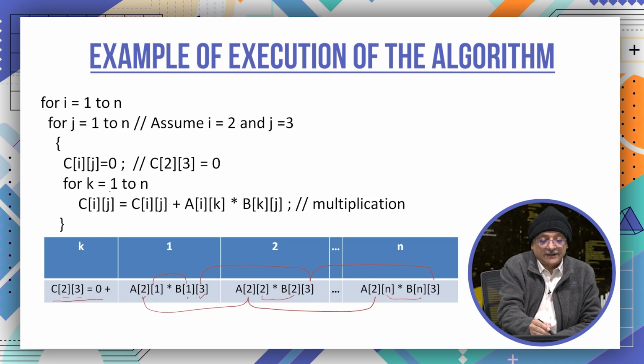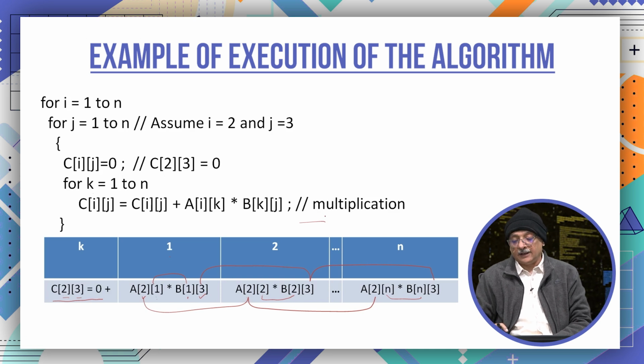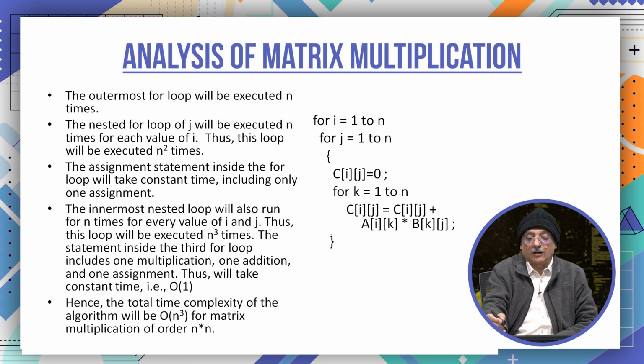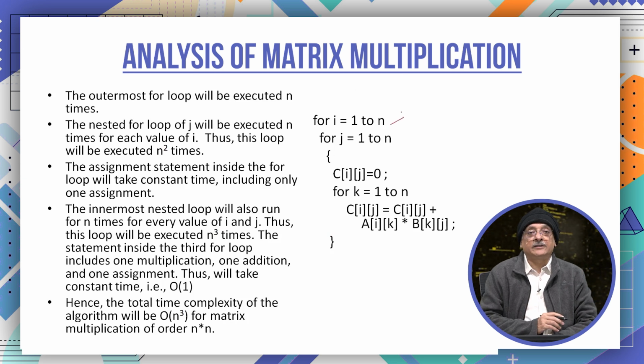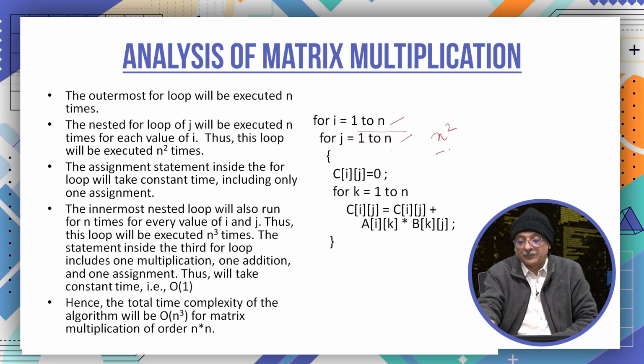So, that is how k varies from 1 to n, and this particular computation is being carried out, and this is how the basic matrix multiplication algorithm works. If I analyze this algorithm, this loop is going to execute n times. The second loop is also going to execute, since this is executing n times, and for each of that execution, this will be executed n times. So overall this loop will be executed n square times, all right.